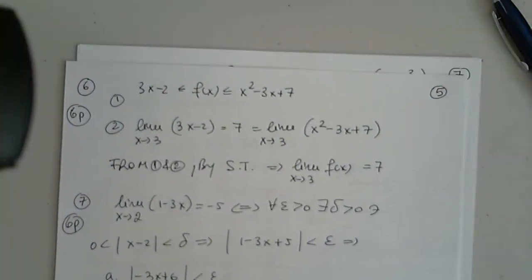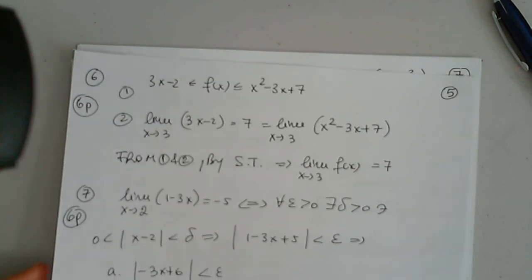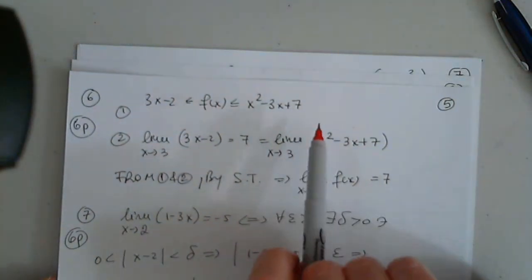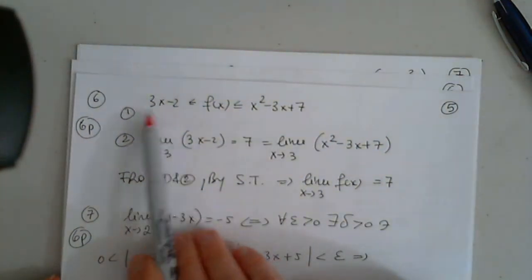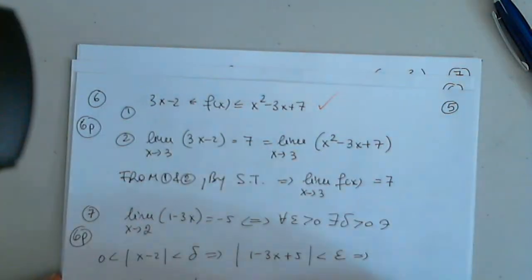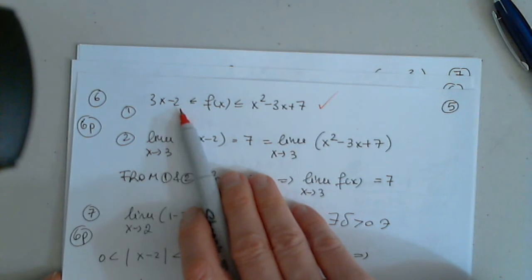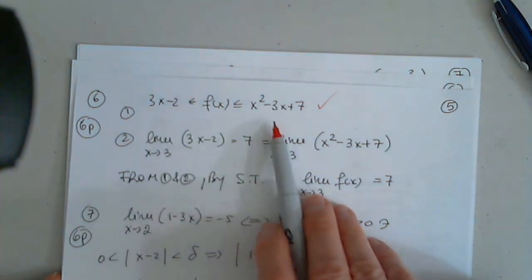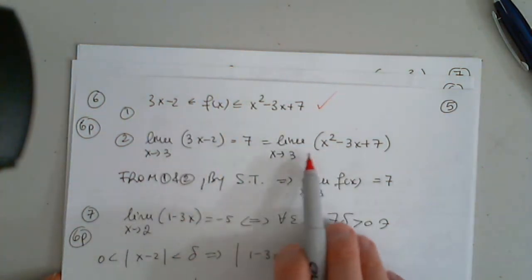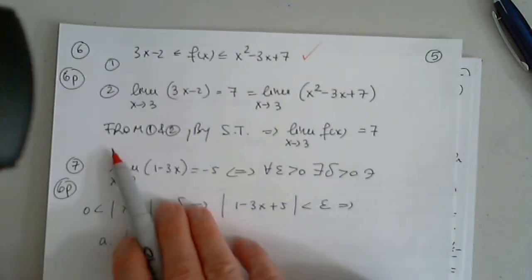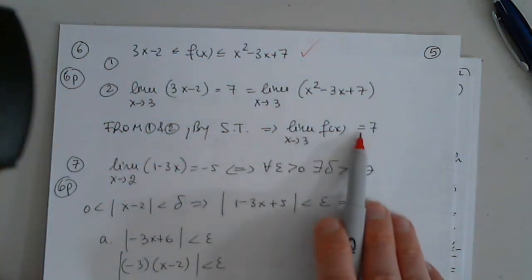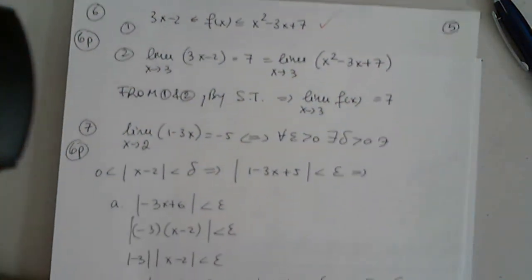The same thing with number 6. It's just that the first part of the squeeze theorem is already given. I don't have to analyze this. It's given to us. So I determine the limit from the lower function. I determine the limit from the upper function. They have to be the same. They equal 7. Therefore, from 1 and 2, by squeeze theorem, I conclude this.